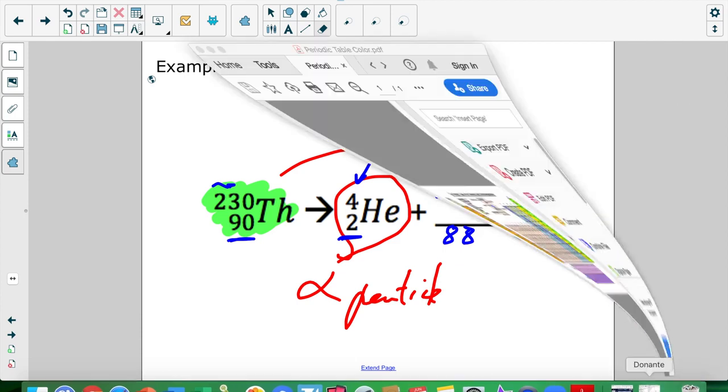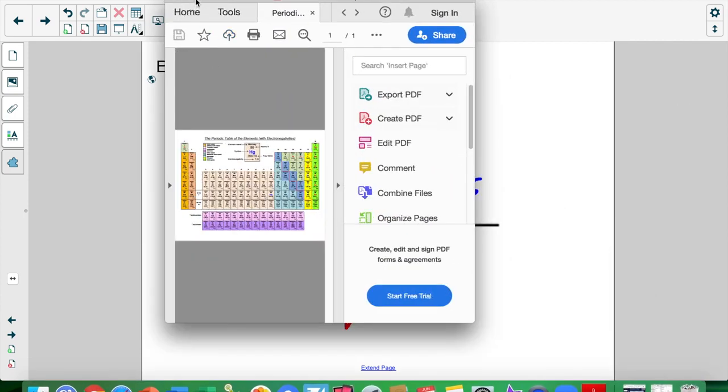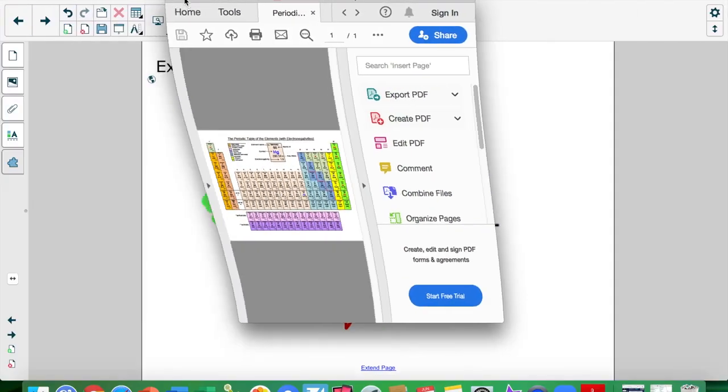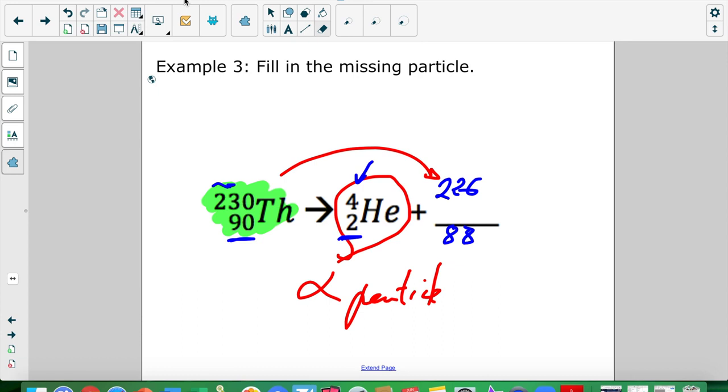I have it over here now. I go to the periodic table and I say, okay, what element in the periodic table has an atomic number of 88? So that's going to be radium. So Ra. So you go ahead and you write over here Ra, because this is the atomic number that determines what isotope we're talking about.